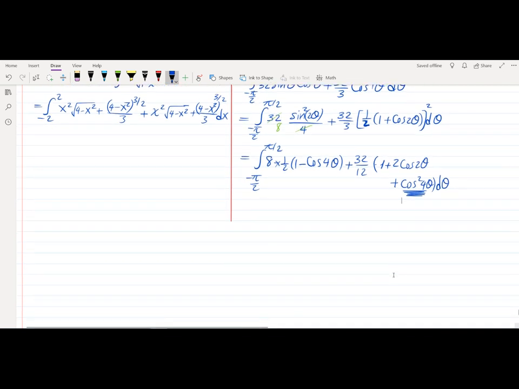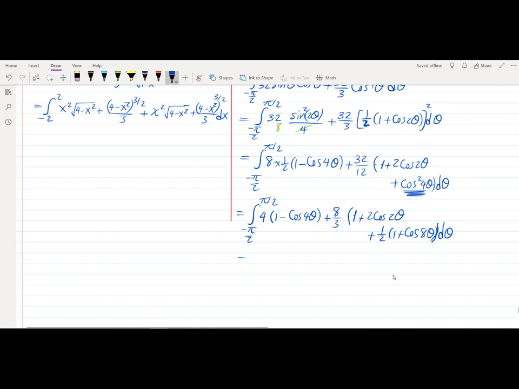So it will be equal integral from negative pi over 2 to pi over 2, 8 times half will be 4, 1 minus cosine 4 theta plus 32 over 12 will be 8 over 3, 1 plus 2 cosine 2 theta plus half, 1 plus cosine double angle, which is 8 theta, all of this d theta.